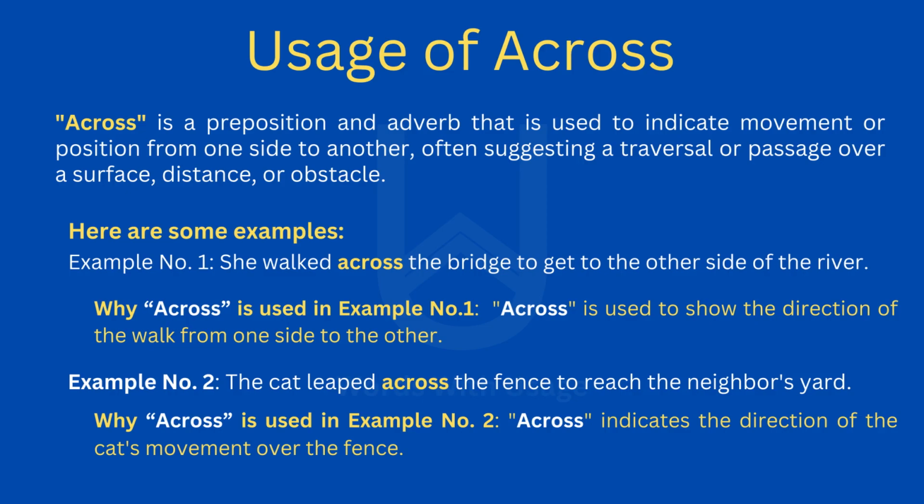Example number 2, the cat leaped across the fence to reach the neighbor's yard. Why across is used in example number 2. Across indicates the direction of the cat's movement over the fence.